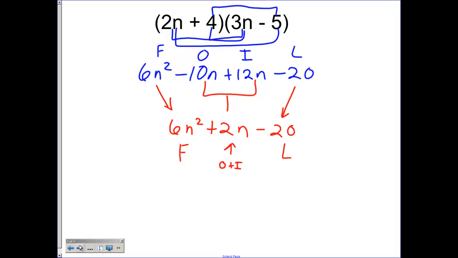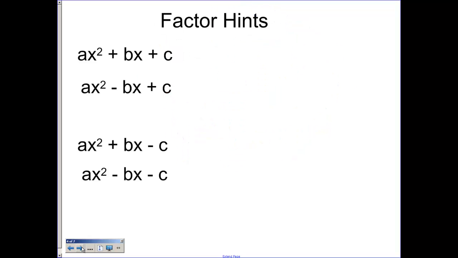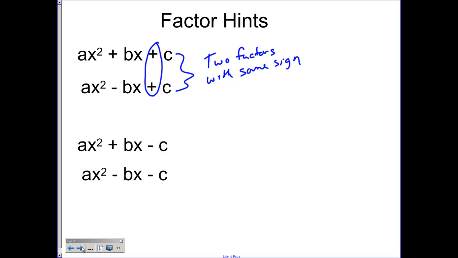So what we're going to try and do is take this number and work backwards to that. And that's what factoring is all about. A couple of quick hints here. If you see a trinomial that has a positive c value, you're going to have 2 factors with the same sign. And the sign of those factors will depend on what this middle term is. If it's a plus in the middle, then the 2 factors will be positive. If it's a minus in the middle, then the 2 factors will both be negative.